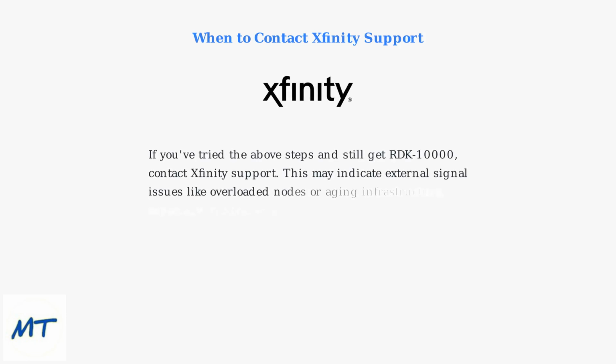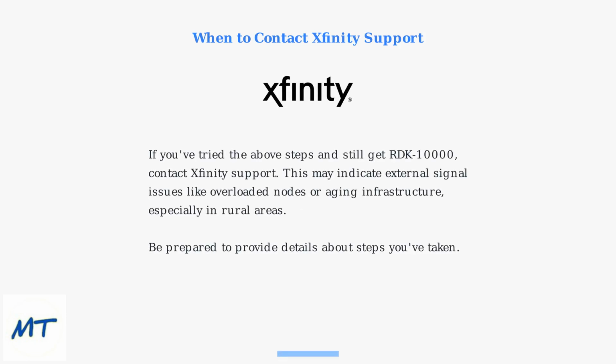If you've tried the above steps and are still getting the RDK-1000 error, it's time to contact Xfinity support. This could indicate a problem with the signal outside your home, such as an overloaded node or aging infrastructure, especially common in rural areas. Be prepared to provide them with details about the troubleshooting steps you've already taken.